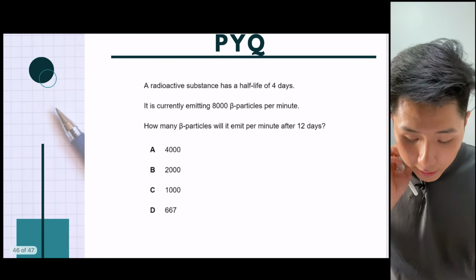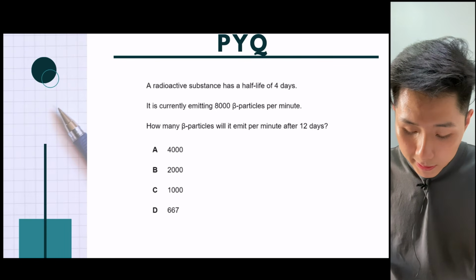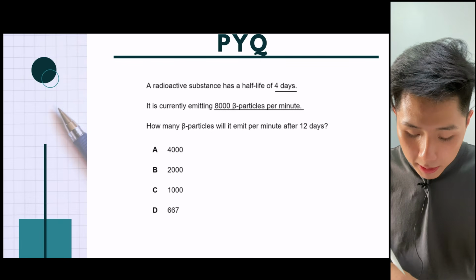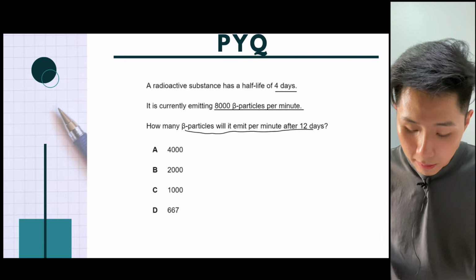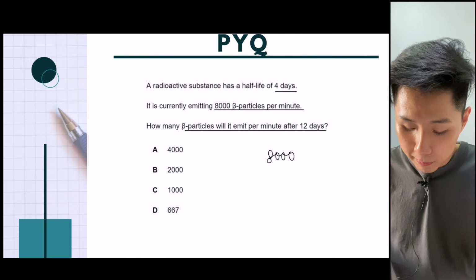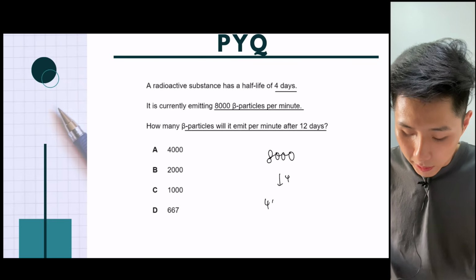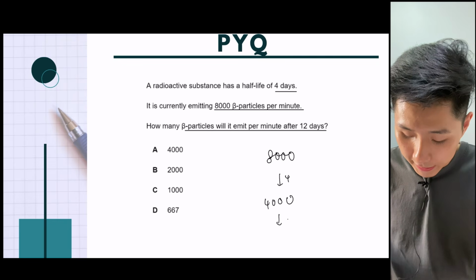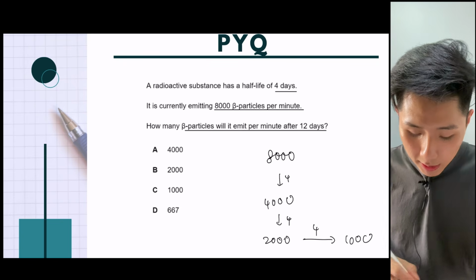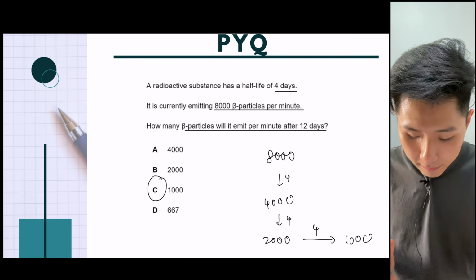So next one, the last question. A radioactive substance has a half-life of 4 days. It emits 8,000 particles per minute. How many particles will it emit per minute after 12 days? So it has a half-life of 4 days, meaning after 4 days, it will be 4,000. After 8 days, another 4 days will be 2,000. Since we're looking at 12 days, just do another one, 1,000. So the answer should be C.